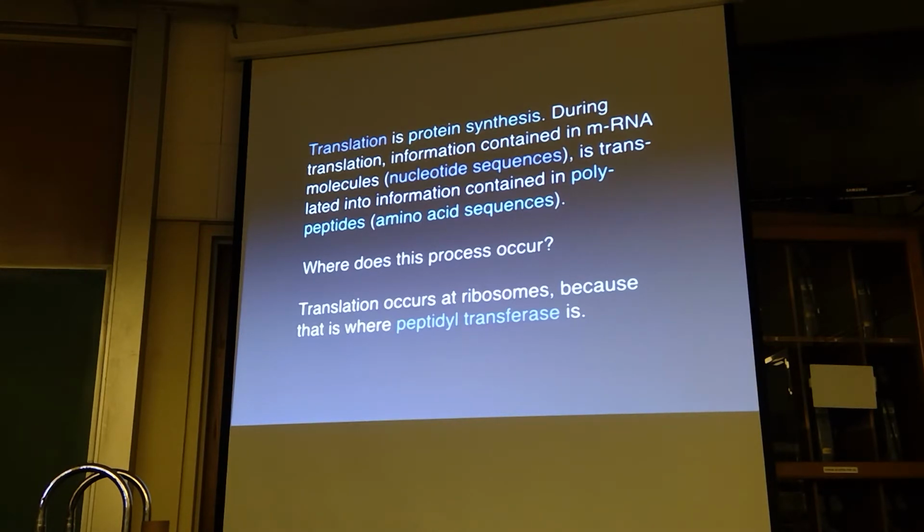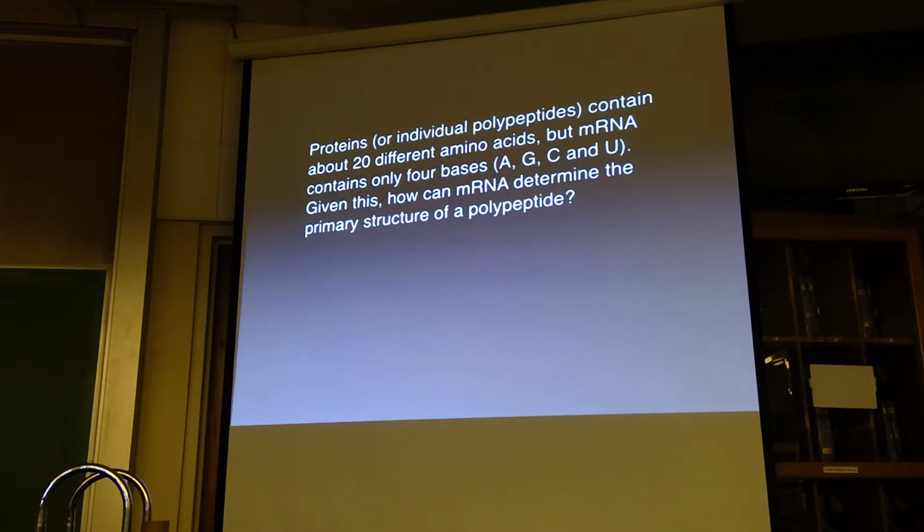So translation occurs at the ribosome, and the reason it occurs at the ribosome is because that's where peptidyl transferase is. Peptidyl transferase is what catalyzes the formation of the peptide bonds between the amino acids, and peptidyl transferase is a ribozyme, 23S ribosomal RNA, in prokaryotes. In eukaryotes, it's a different number.